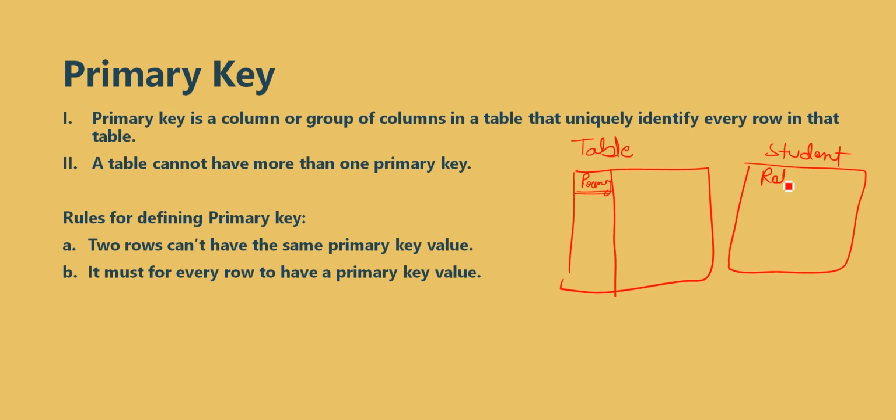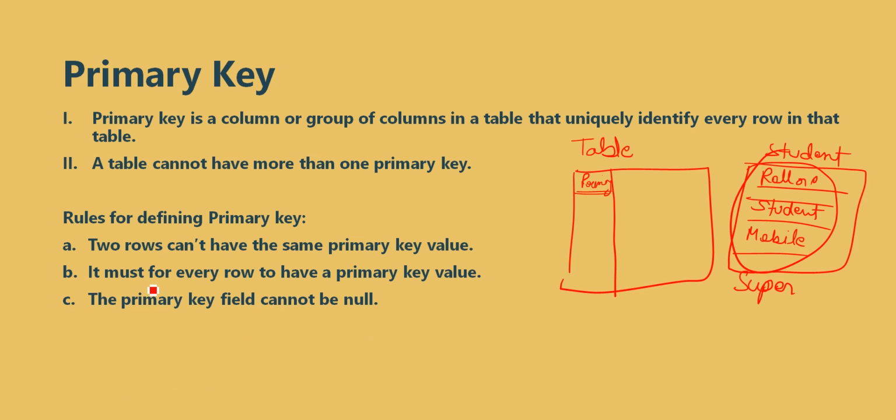We can select roll number as a primary key, we can select student id as a primary key, we can select mobile number as a primary key because every student has their own mobile number. So we have different options, right? The different options are termed as super keys, and any one of them is selected as a primary key only. So it is mandatory for us to have a primary key in every table. The primary key field cannot be null.